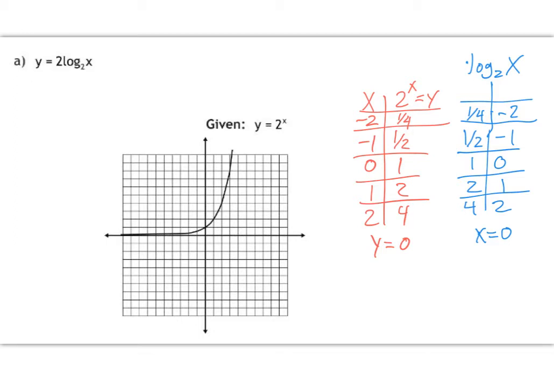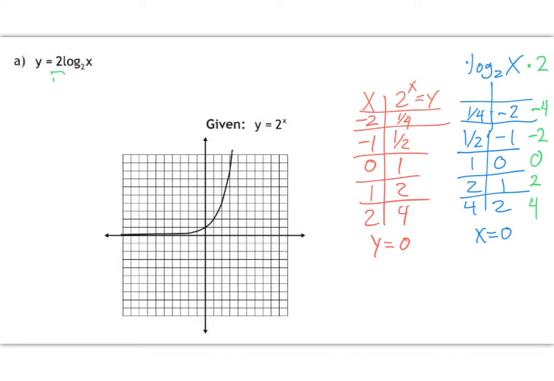The last thing I have to do is take this, and because we're multiplying this times 2, I've got to multiply each of these values times 2. So really that'd be negative 4, negative 2, 0, 2, and 4. Okay, let's graph this thing.